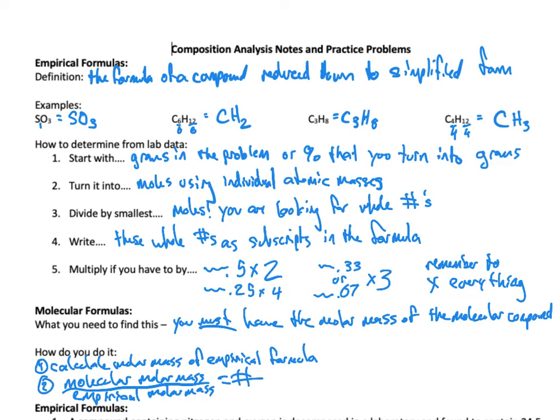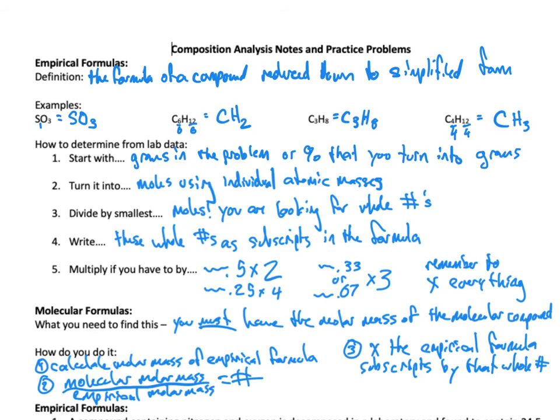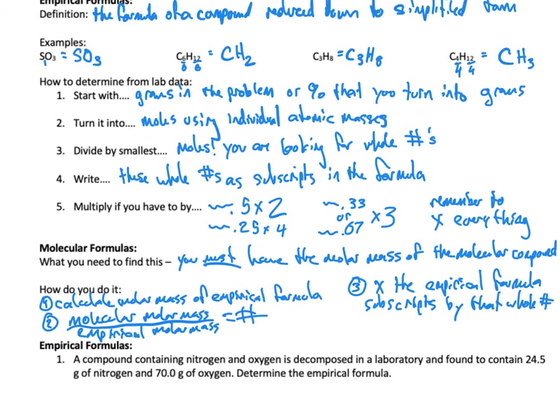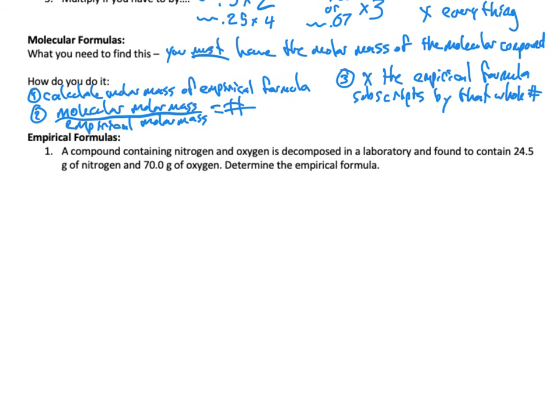And then the last step is, whatever that whole number is, that tells you how many empirical formulas fit into the molecular formula. So you're going to multiply the empirical formula subscripts by that whole number. And I did one of those in class. Okay, so let's do this first example here in the problem.